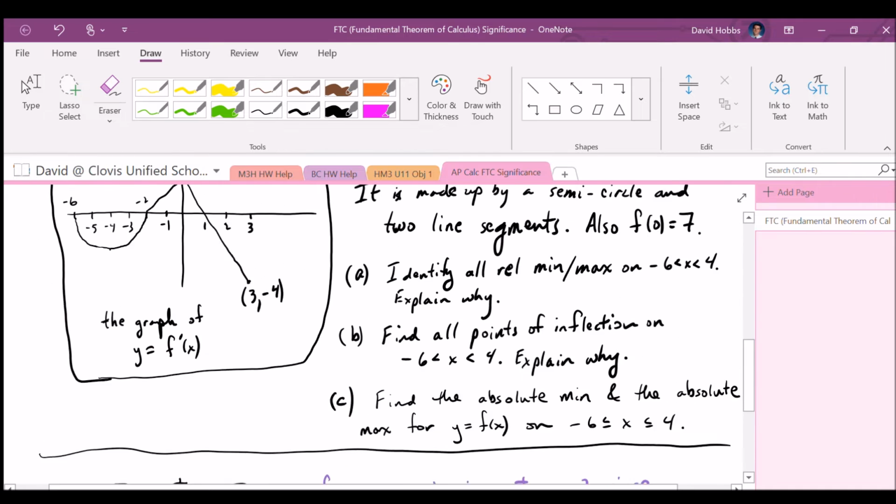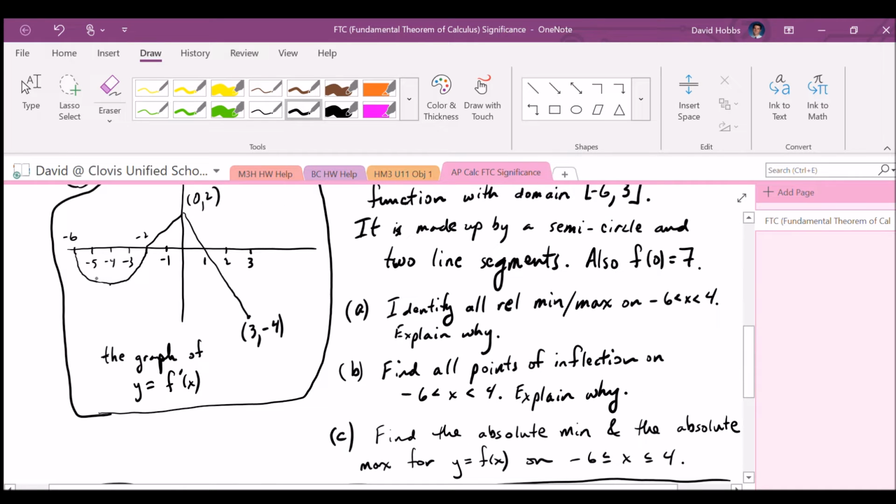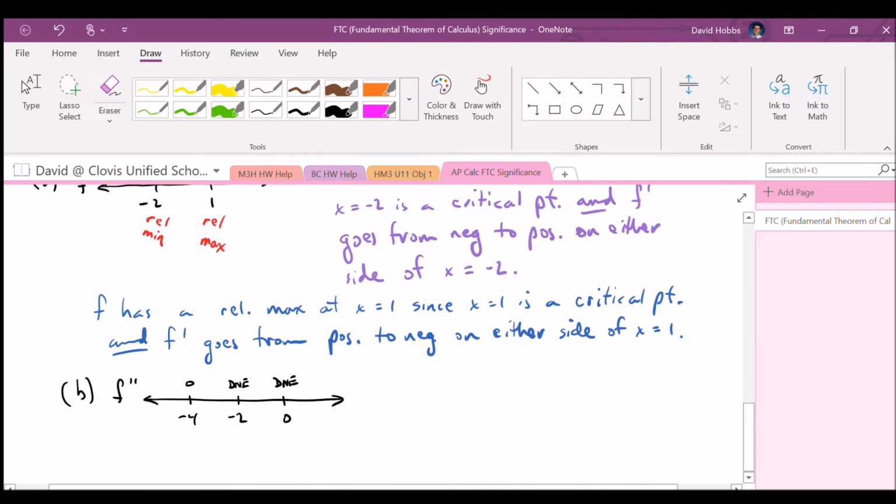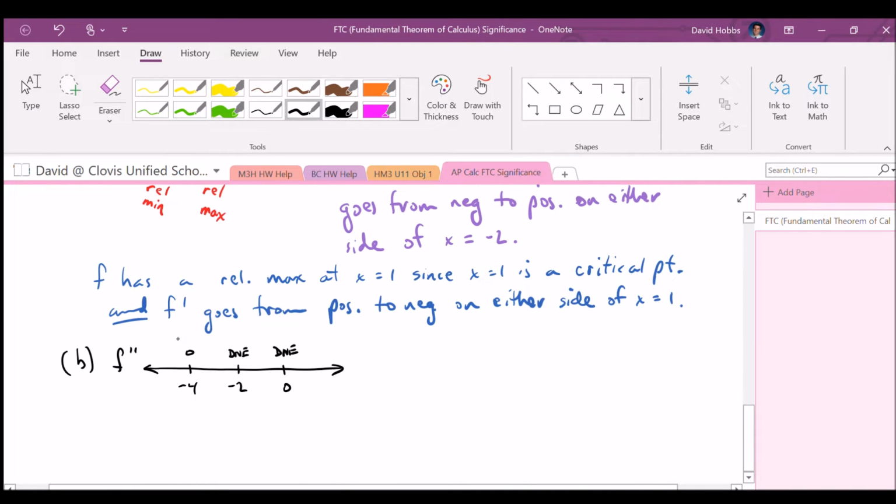Okay, visualizing the slopes: to the left of -4, we have negative slopes. To the right of -4, you've got positive slopes. You also have positive slopes between -2 and 0. And then to the right of 0, we had negative slopes again.